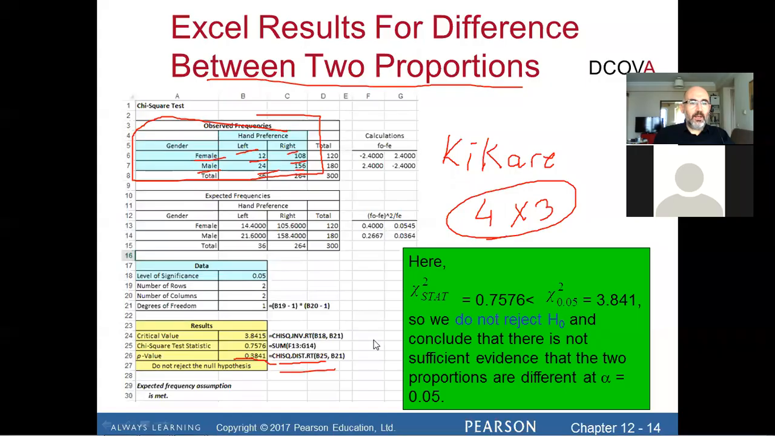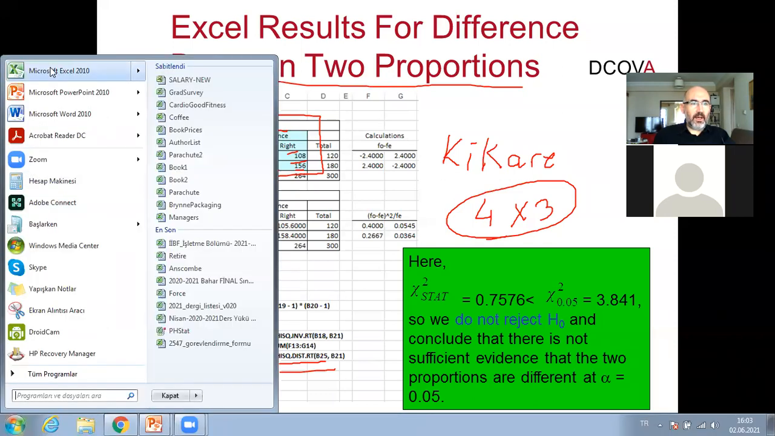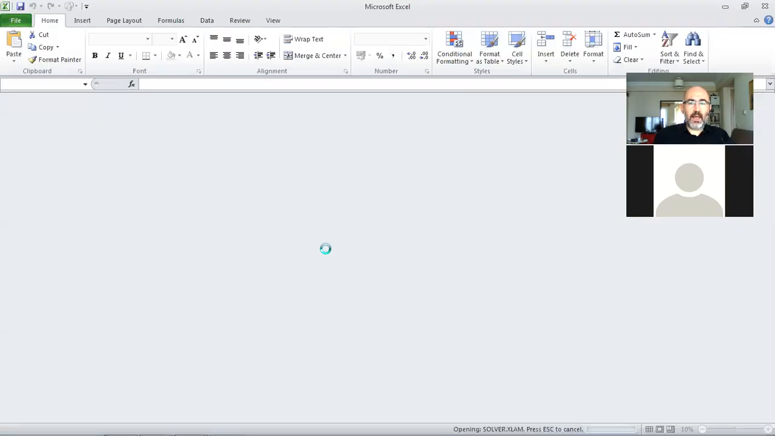So let's now make a demonstration of using PHStat for performing the chi-square test of independence with the two examples we have in our slides. Start with the sharing of the screen and go to my Excel.